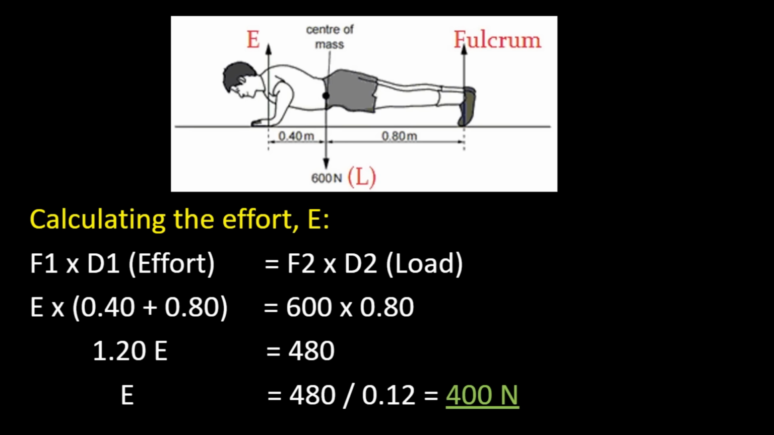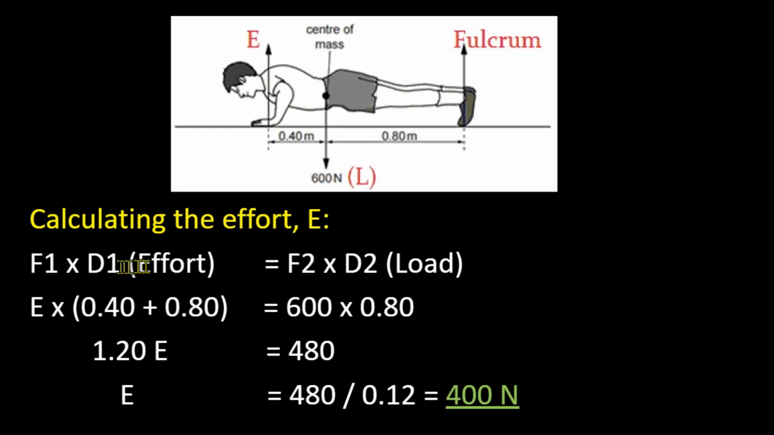In the second example here, we can see the effort, which is on the boy's arms. The load is his weight and the fulcrum is on his toes. He's doing push-ups. Now remember again, we always measure perpendicular distances from the fulcrum. So we have to calculate what is the effort E.